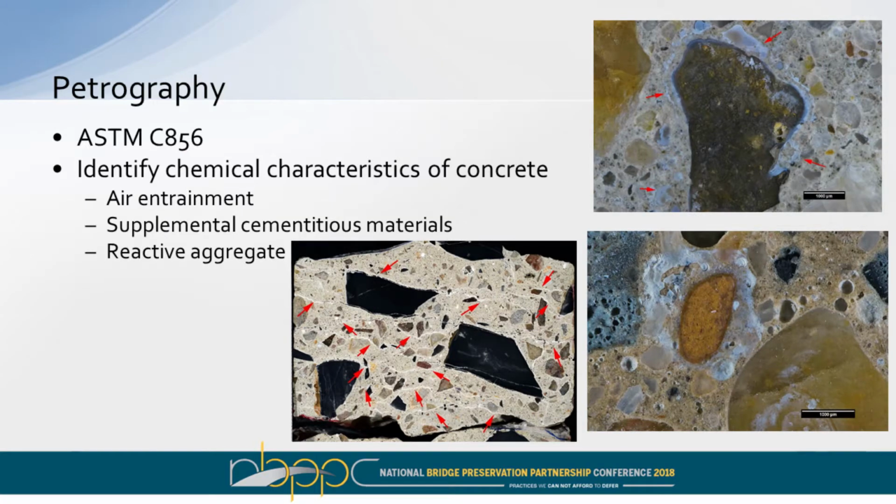And here's a core. This is actually freeze-thaw damage, and it's a little hard to see, but all the little red arrows are pointing to microcracking. This concrete didn't have any air entrainment, so now it's causing freeze-thaw damage and microcracking, which is leading to corrosion.